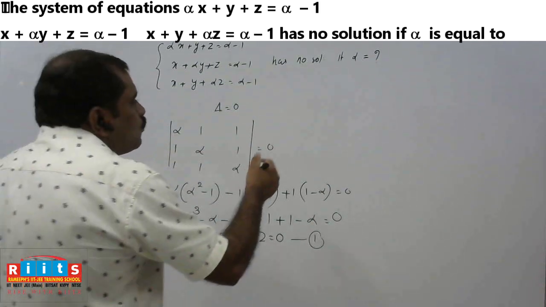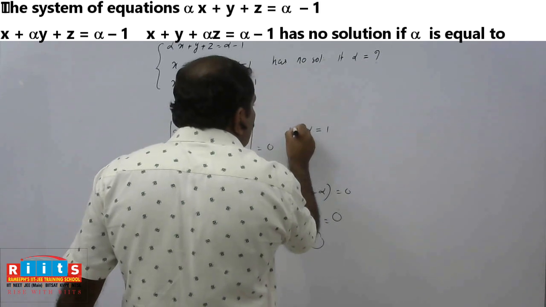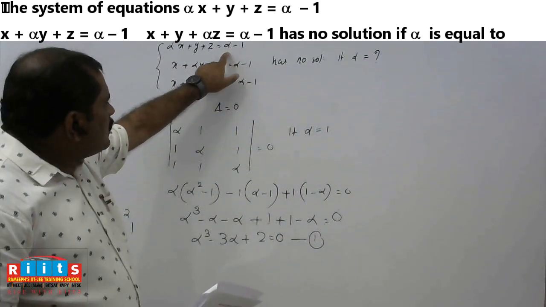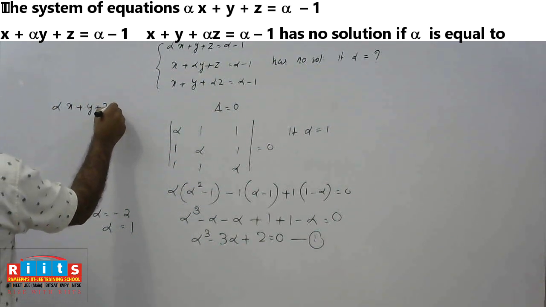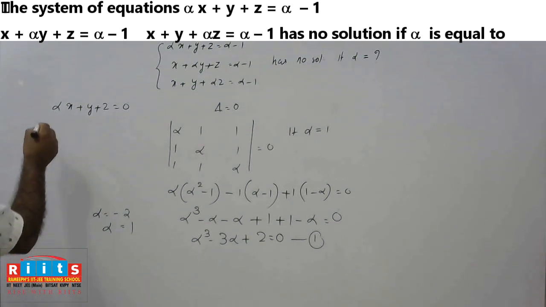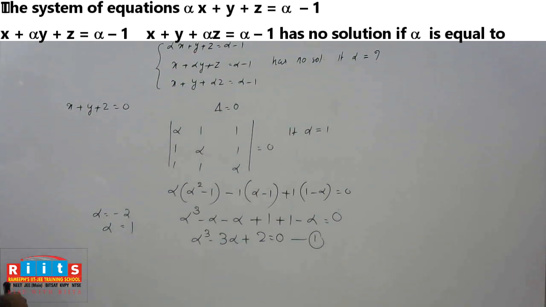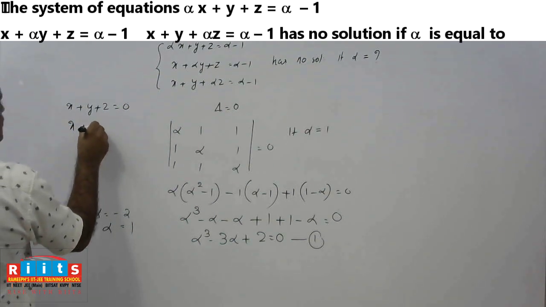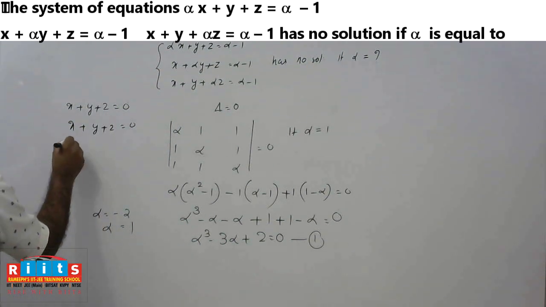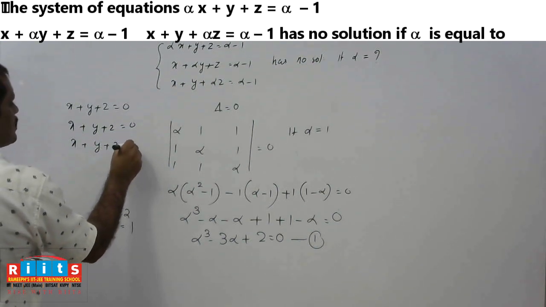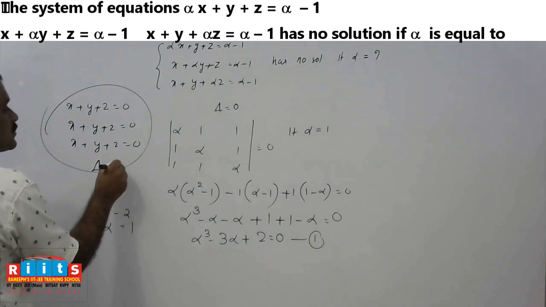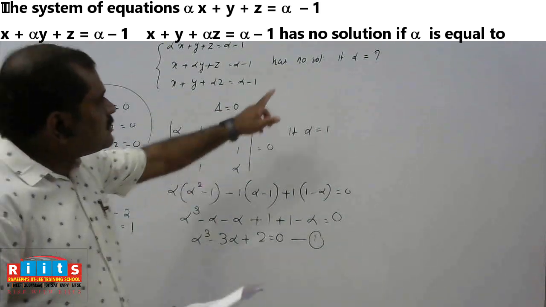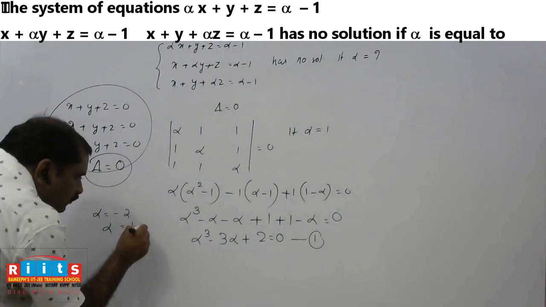But alpha equal to 1. If alpha is equal to 1, substitute in this equation. So we get alpha x plus y plus z is equal to 0, that is x plus y plus z is equal to 0, and x plus y plus z is equal to 0. This is a system of homogeneous equations. Then determinant equal to 0, it has infinitely many solutions. Here it has no solution. So alpha equal to 1 is not possible.